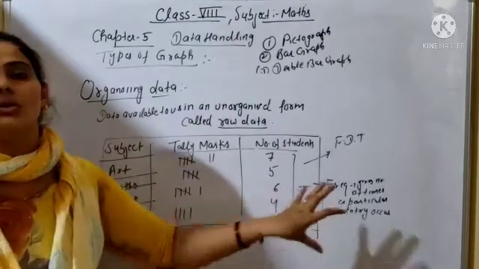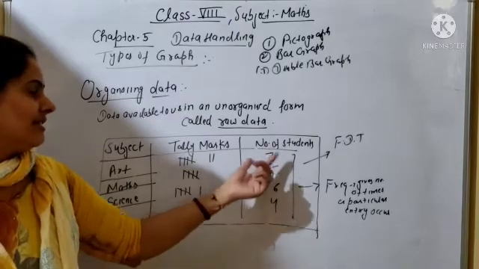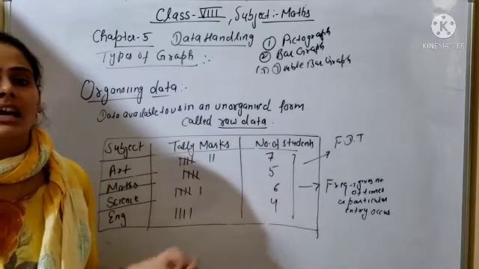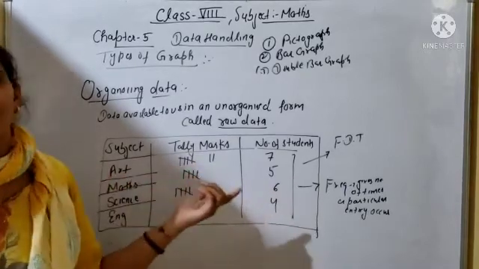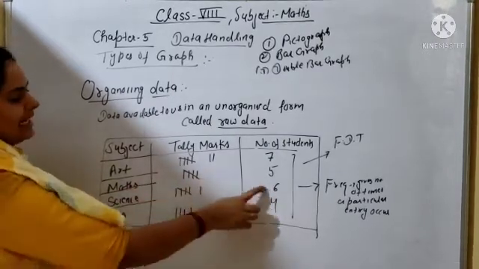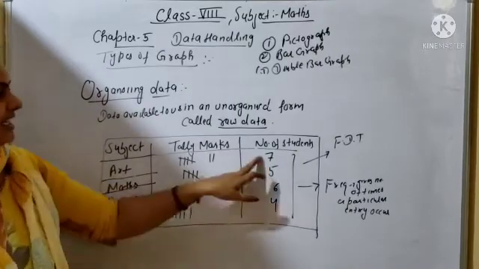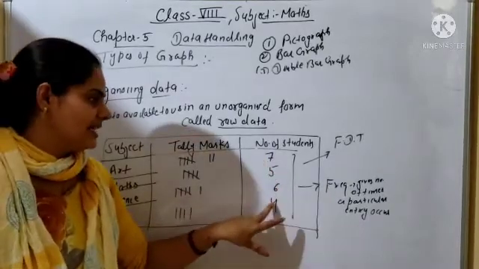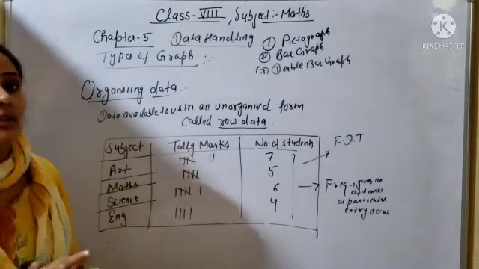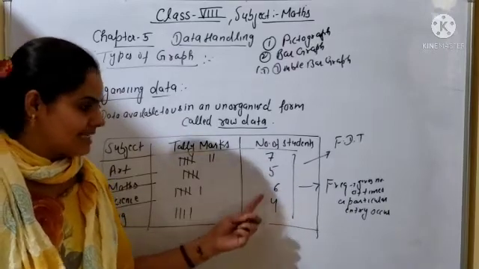So this complete table is called the frequency distribution table. And what is the frequency? Frequency gives the number of times a particular entry occurs. Seven students are taking the art subject, 5 students are taking math, 6 students are taking science, and 4 students are taking English. So these are called the frequency: 7, 5, 6 and 4. The frequency gives how many times a particular entry occurs.